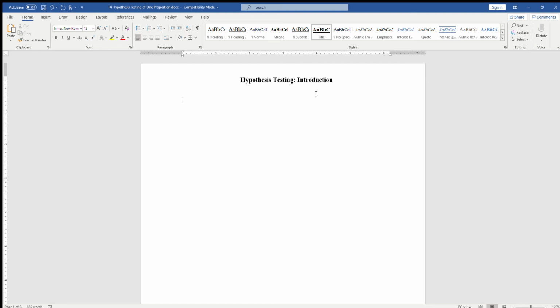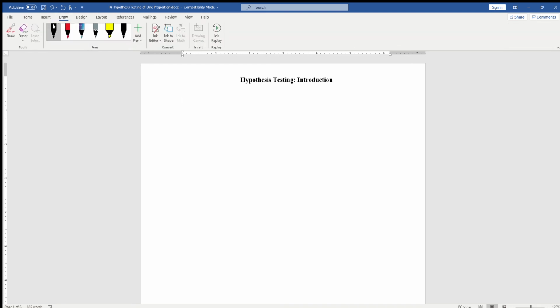Okay, so the last big unit that we're going to be working on in the course is this idea of hypothesis testing. And before we start giving any definitions or anything formal with respect to hypothesis testing, I want to give you an example of what a hypothesis test is just in real life.